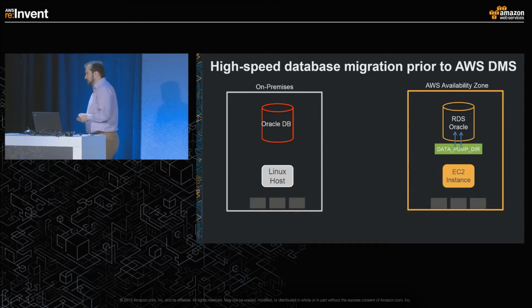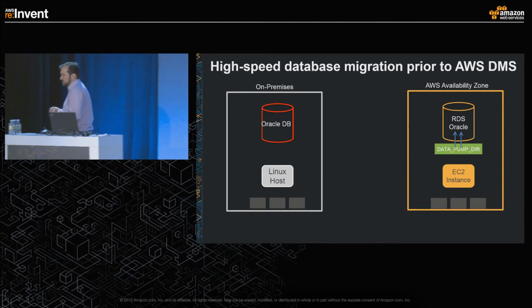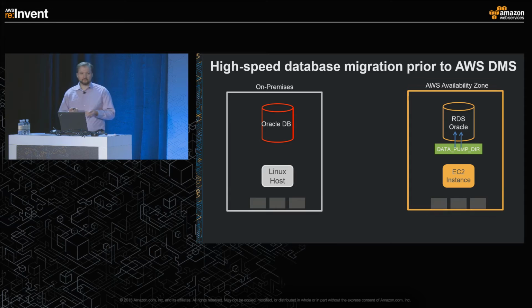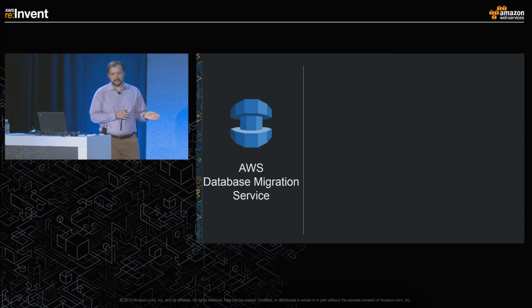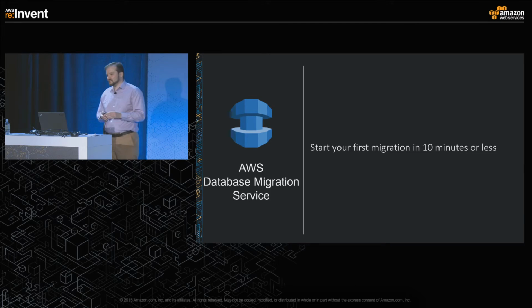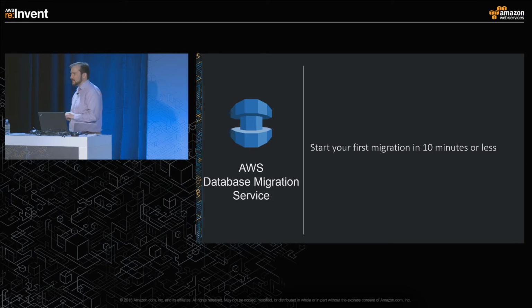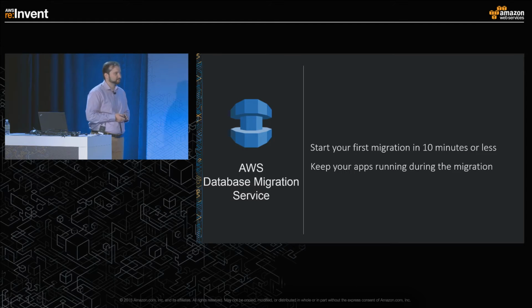I mentioned this process because it's useful, and you should still be aware of it. But fortunately, with the Database Migration Service, you don't have to do these steps anymore. You can get to your first migration task in less than 10 minutes now. You can set up a replication instance, set up your connections to sources and targets, and start replicating within 10 minutes. It's good to know that you can move data through Data Pump, but this service is simple enough that you don't need to know all these steps.